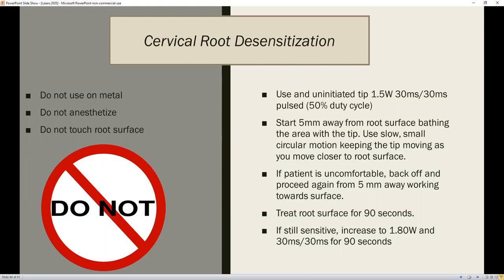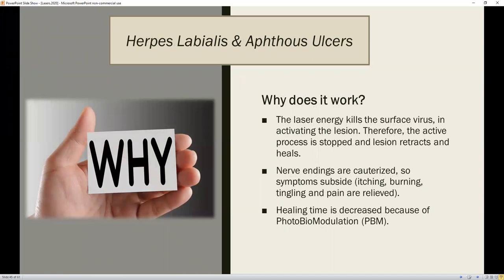You start 5 millimeters away from the root surface, bathing the area with the tip. You're just kind of floating that light around. You use slow, small, circular motions, keeping the tip moving as you move closer and closer to the root surface. And then if the patient starts feeling some discomfort, you back off a little bit from that 5 millimeters and you start going towards the surface again, and you treat the root surface for about 90 seconds. And if it's still sensitive, you want to increase the wattage from 1.5 to 1.8, right? So you've got some flexibility when it comes to that, but you're using light to desensitize the root surface.